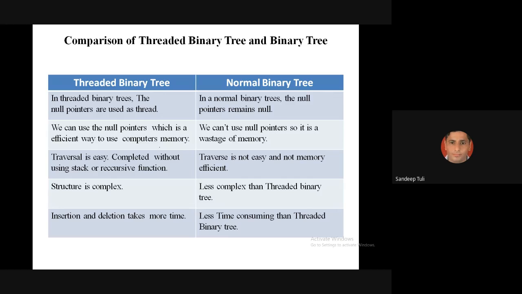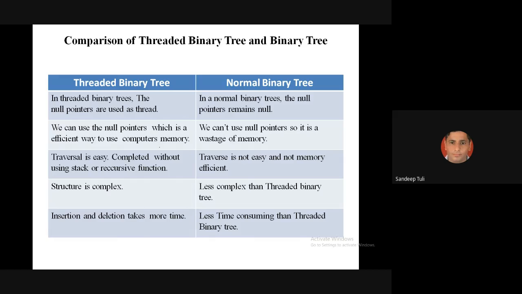So what is the utilization of that? That is what they actually say. कैसे आएंगे सर? है ना? We cannot use the null pointer, so it is a wastage of memory. If you dangling pointer use करना तो wastage ही होता है. That's why. Now traversal is easy, completed without using stack or recursion. ये मैंने अभी बताया आपको, हमने देखा भी था, दक्षिण में बताया. Traversal is not easy because it required some kind of recursion and something likewise. Structure obviously complex है threaded binary tree का, which could be a drawback of this.